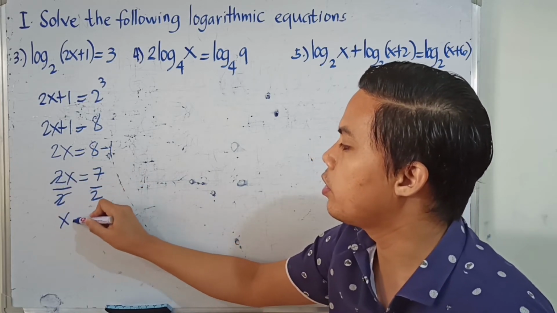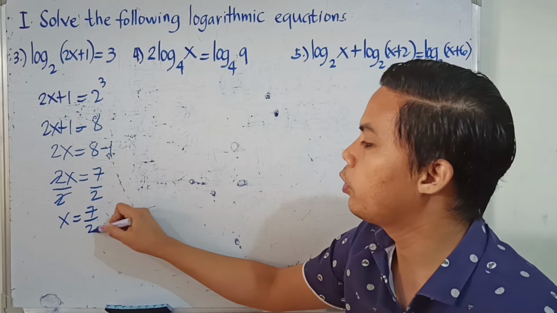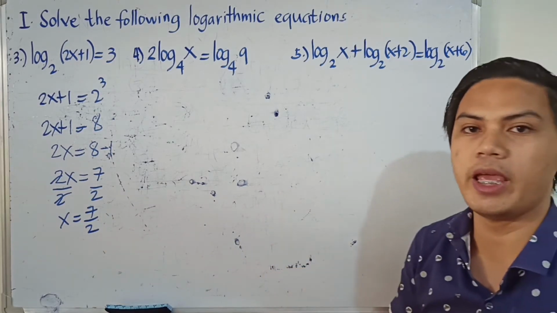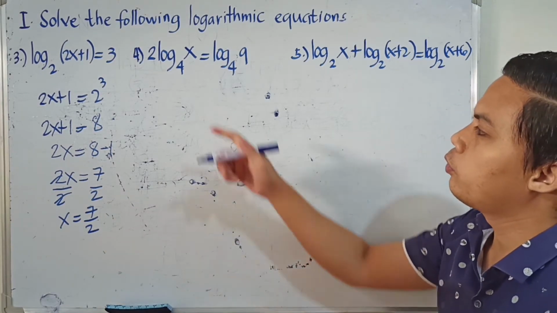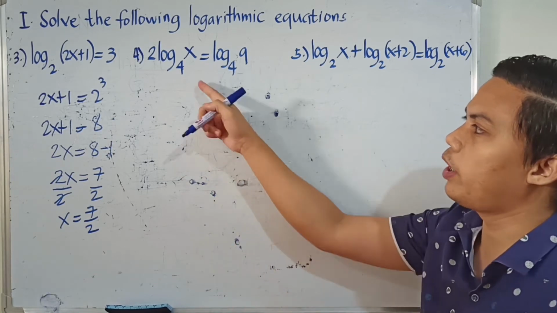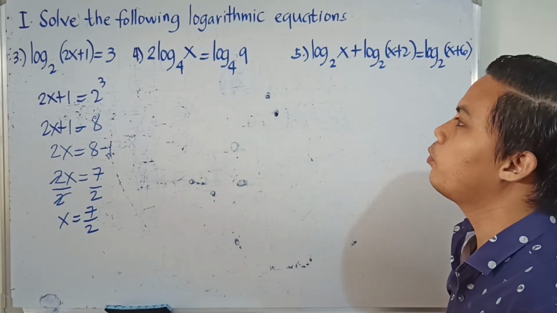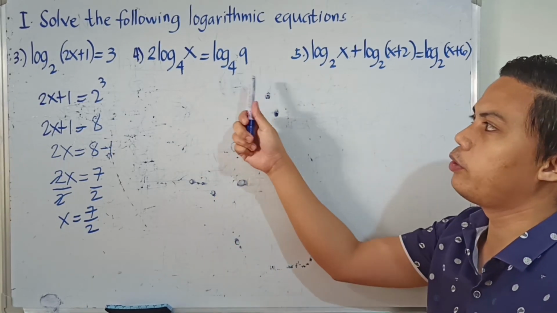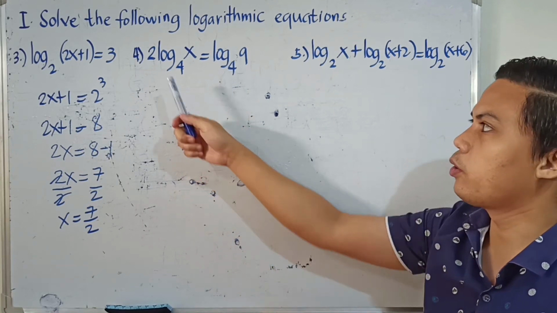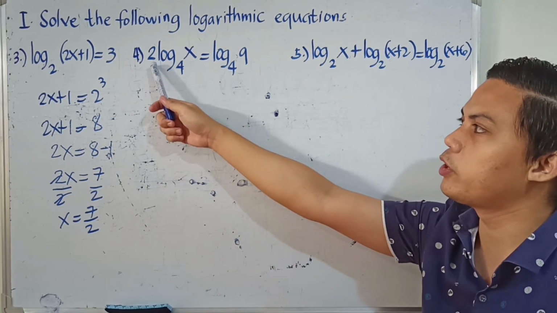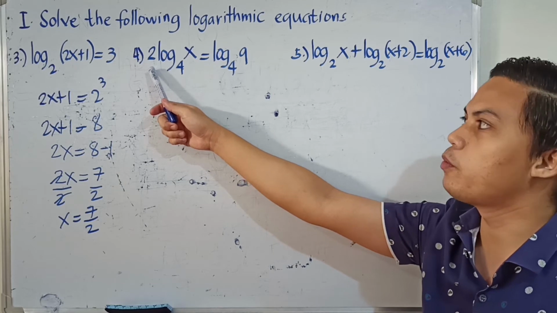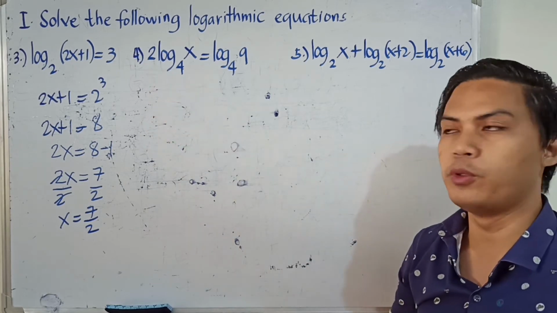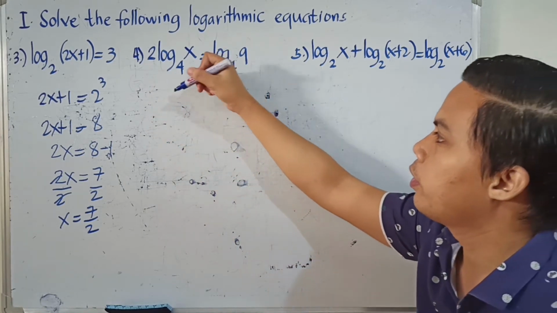So x is equal to 7 over 2, or 7 halves. Next, we have 2 times the logarithm of x to the base 4 is equal to the logarithm of 9 to the base 4. Okay, so as we all know, since we have a numerical coefficient of 2, we're going to make use of the power rule to simplify this one.